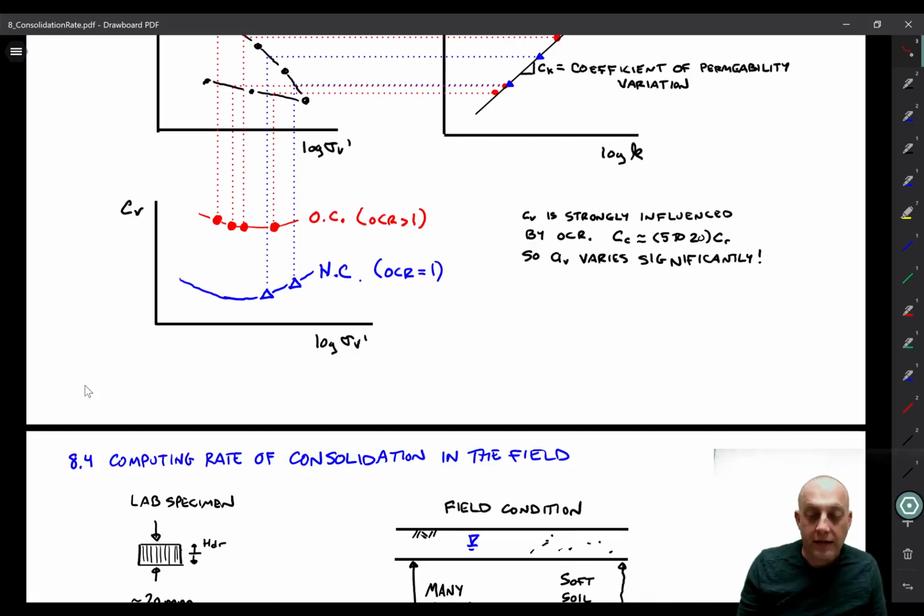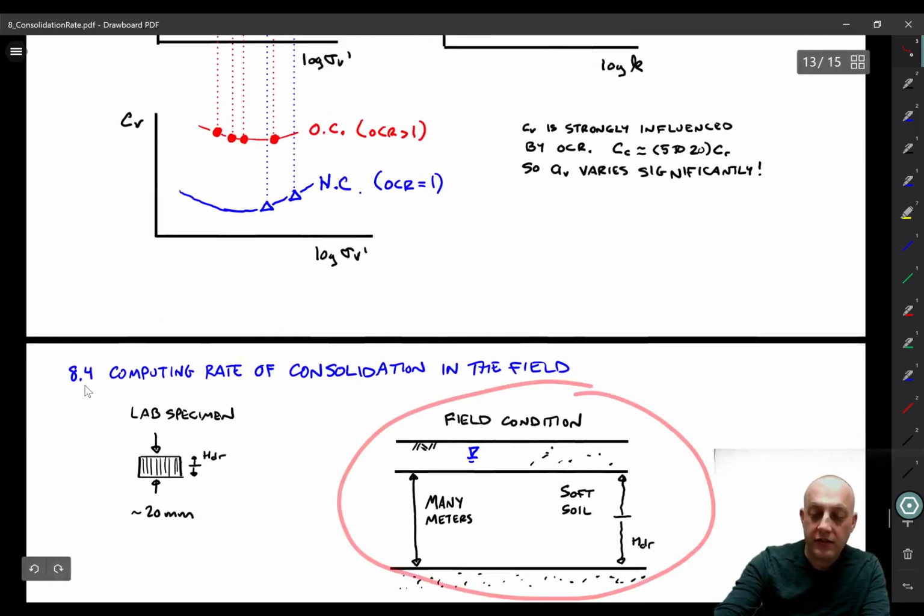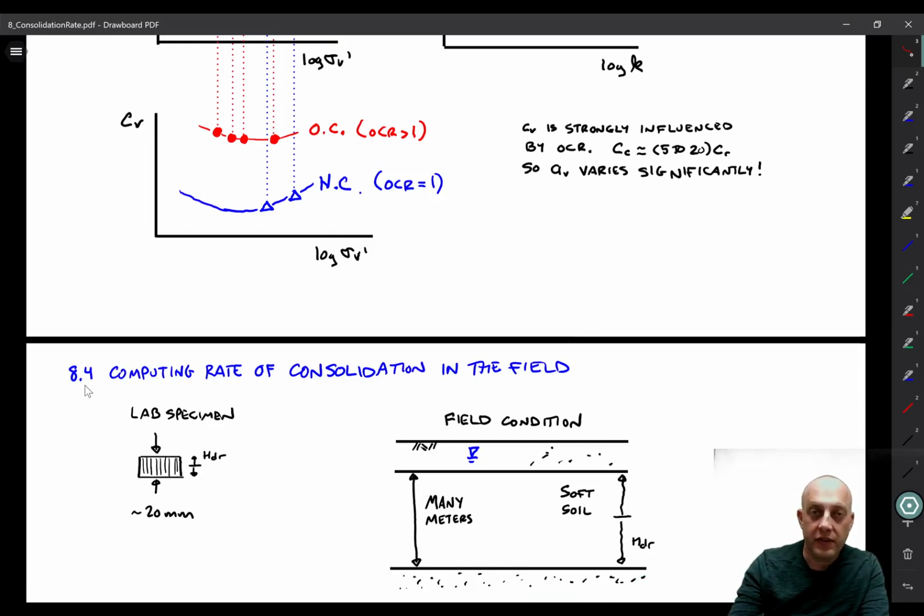Okay, once we do that, now we can go to the field, and here's our field condition, if we're looking at clay there maybe. What we can decide is, is that clay normally consolidated or is it over-consolidated? And based on that decision, now we know which line to look at. We can look at that one if it's normally consolidated, much lower C sub v, slower consolidation, or we could look at that line if it's over-consolidated, much higher C sub v.